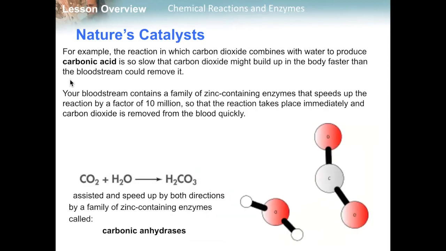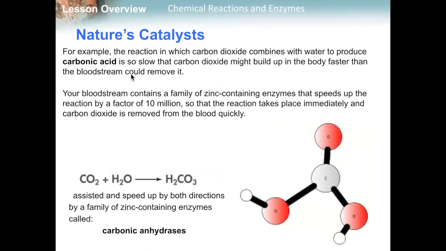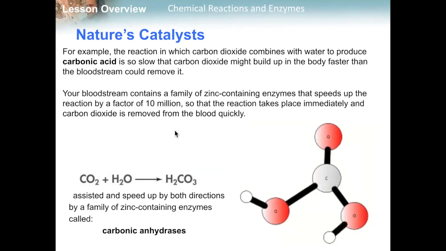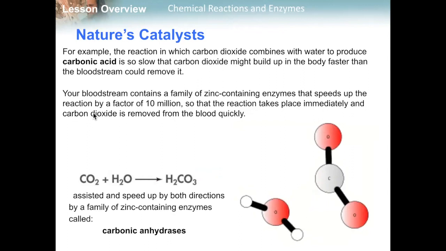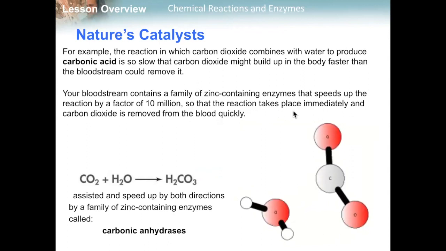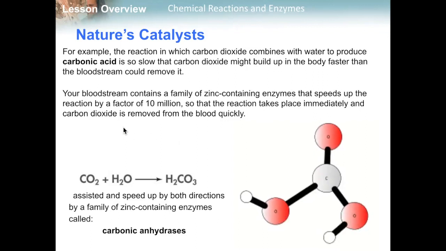For example, the reaction in which carbon dioxide combines with water to produce carbonic acid is so slow that carbon dioxide might build up in the body faster than the bloodstream could remove it. Your bloodstream contains a family of zinc containing enzymes that speed up the reaction by a factor of 10 million so that the reaction takes place immediately and carbon dioxide is removed from the bloodstream quickly.